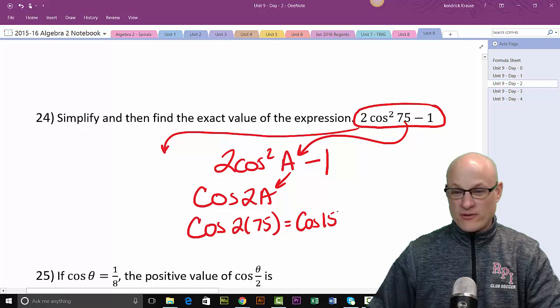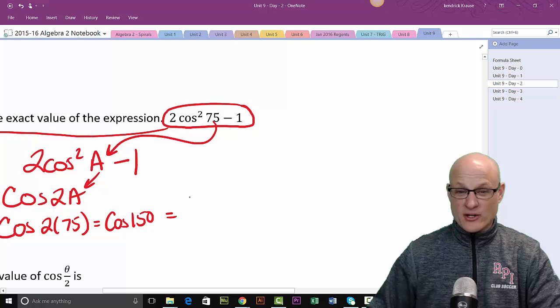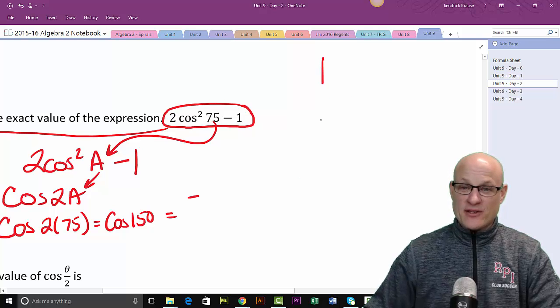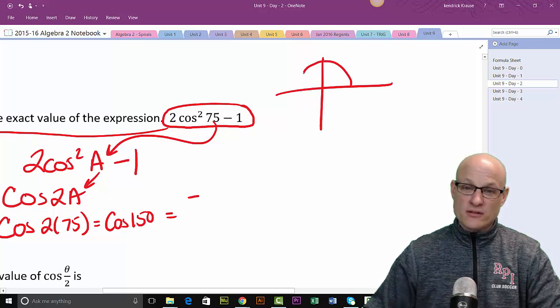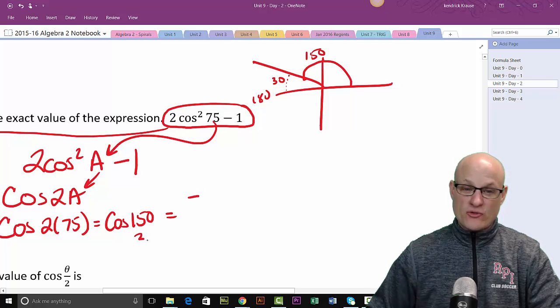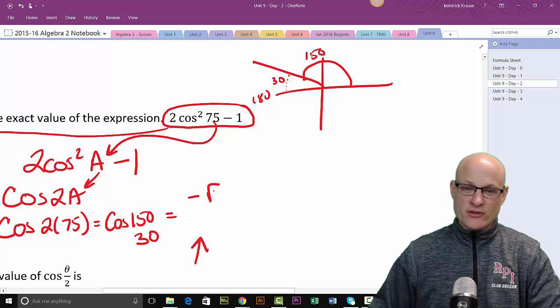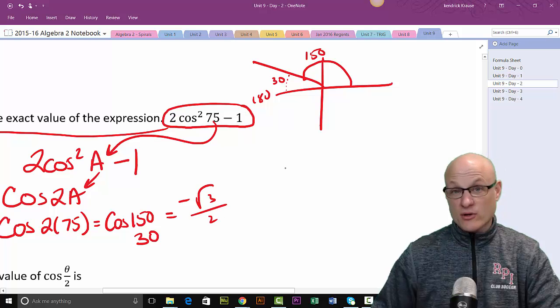Now, 150 is in the second quadrant, so I know my answer is negative. Got to think about how far away. Let's see. That's about 150. This is 180. And it's 30 degrees away. So I'm really talking about the cosine of 30. I already took care of that. And the cosine of 30 is the square root of 3 over 2, and I already have the negative, so it's negative square root of 3 over 2. And I think I'm doing the last one.